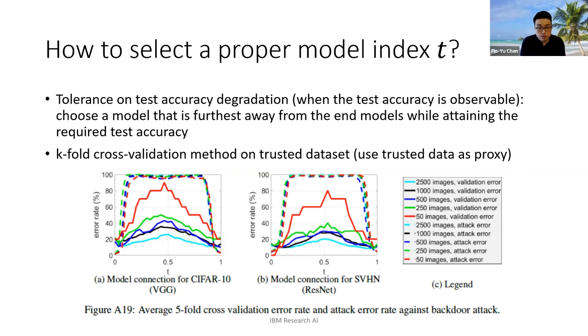There are many practical approaches. For example, if you get to observe the test accuracy, you can use that as a threshold to determine what model you want to return from the path to the user. Or you can simply use K-fold cross-validation on the trusted data to determine what model to return as a sanitized model. In the paper, we also discussed what happens if you only have one poisoned model. How do you create two endpoints such that you can do this path connection? There are some discussions in our paper too.